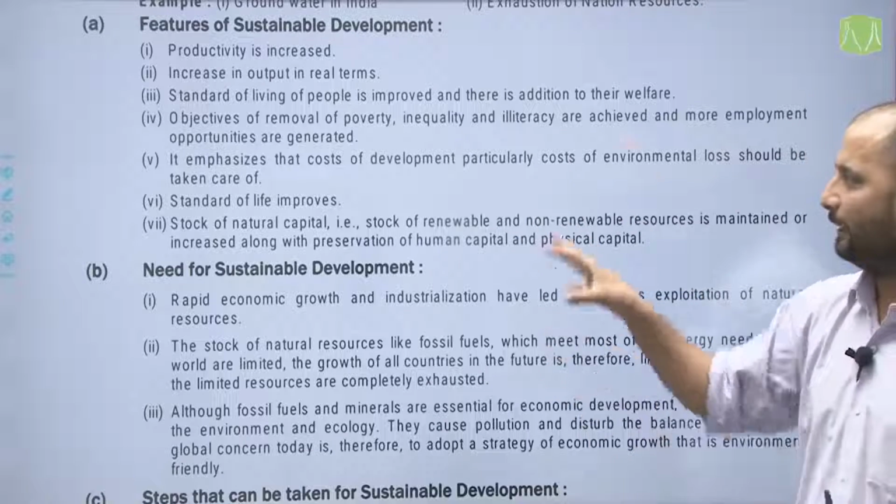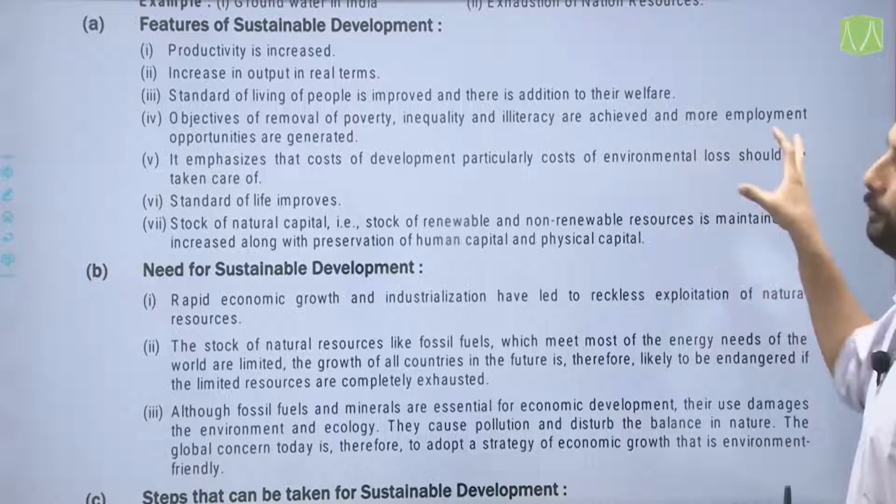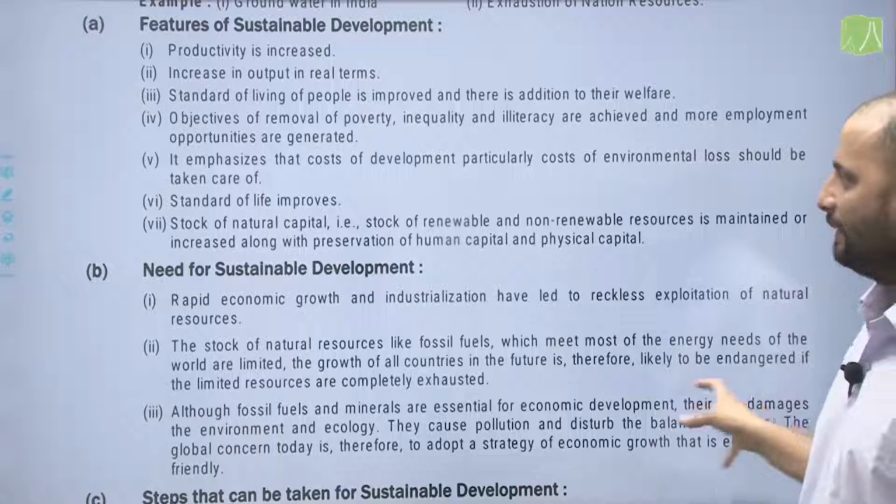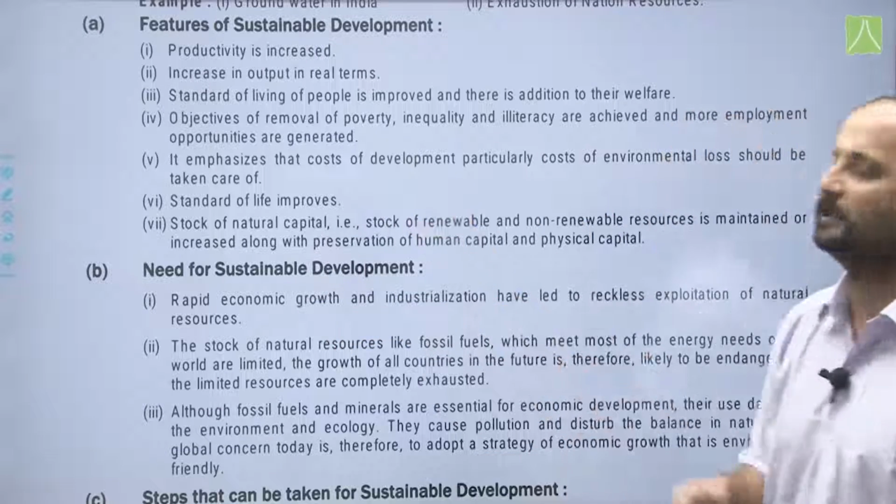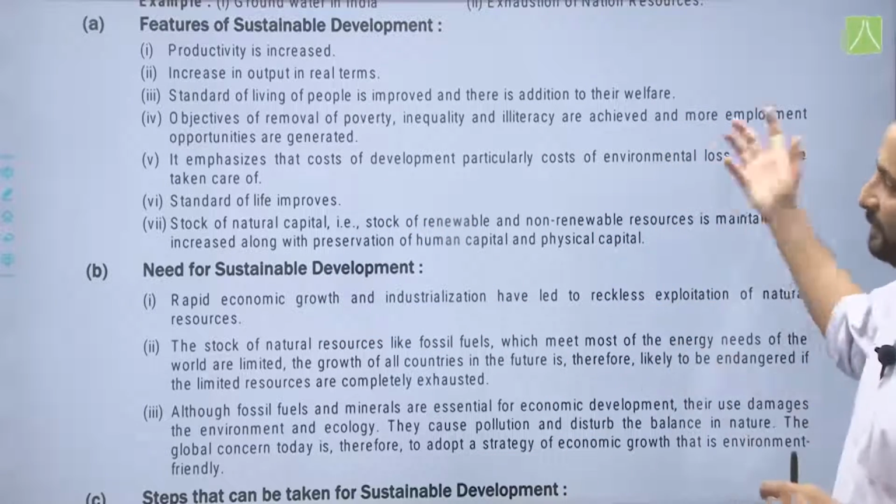Stock of natural capital, that is stock of renewable and non-renewable resources, should be maintained and increased, along with the preservation of human capital and physical capital.